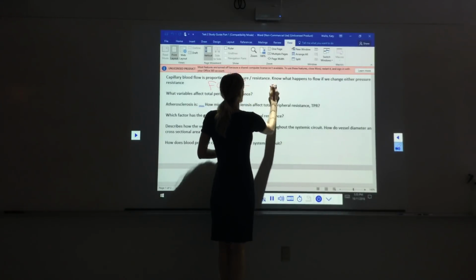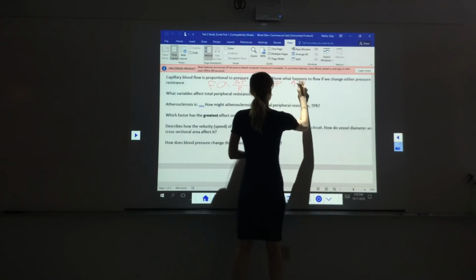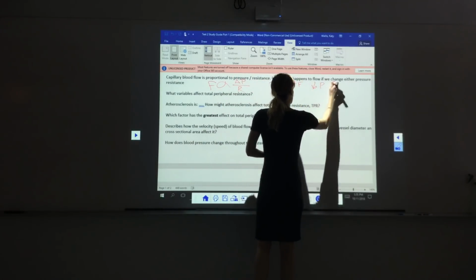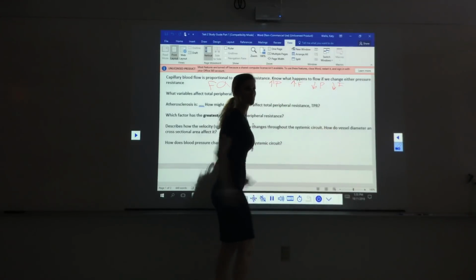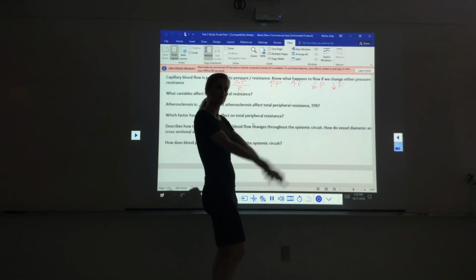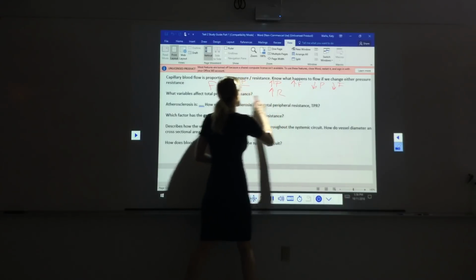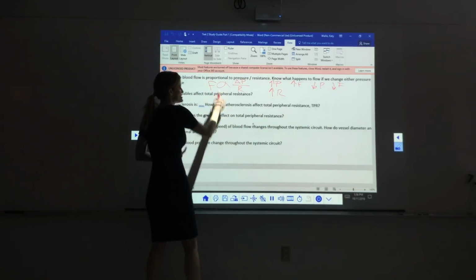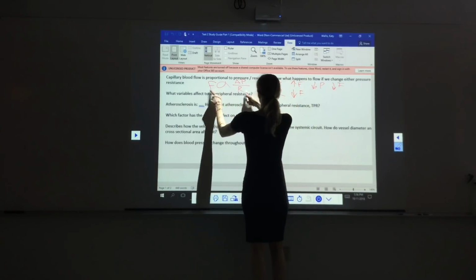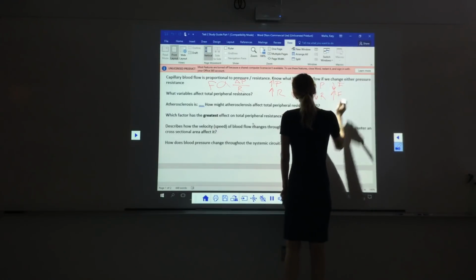So what happens to flow if I increase pressure? You increase flow. If you decrease pressure, you decrease flow, right? Pretty simple. If I stop pushing as hard, I'm going to decrease flow. If I push harder, I'm going to increase flow. Resistance. If I increase the amount of resistance holding it back, what happens to flow? You decrease flow. They go opposite, right? So what happens if I decrease resistance? Increase flow.